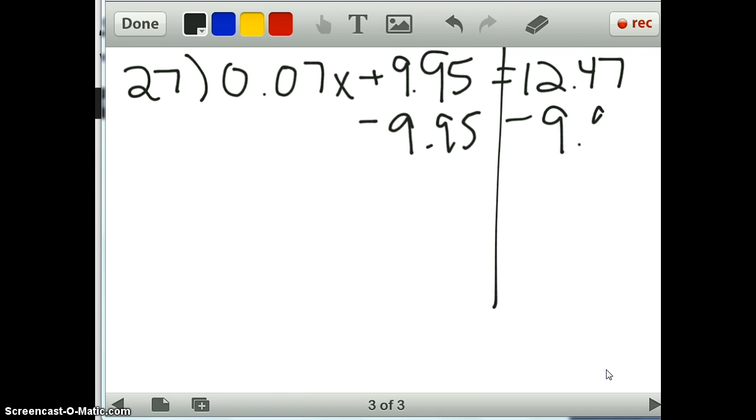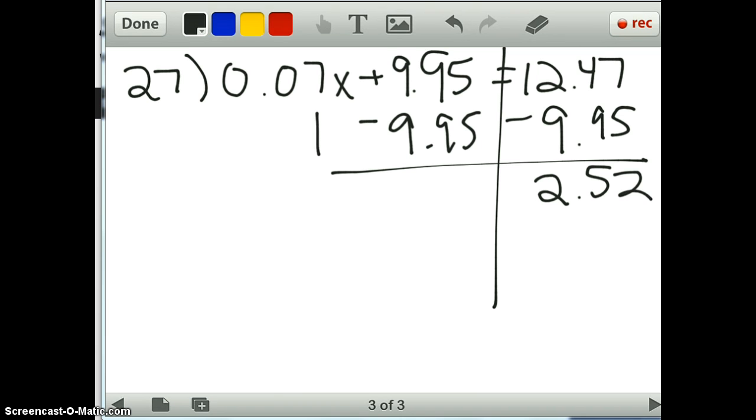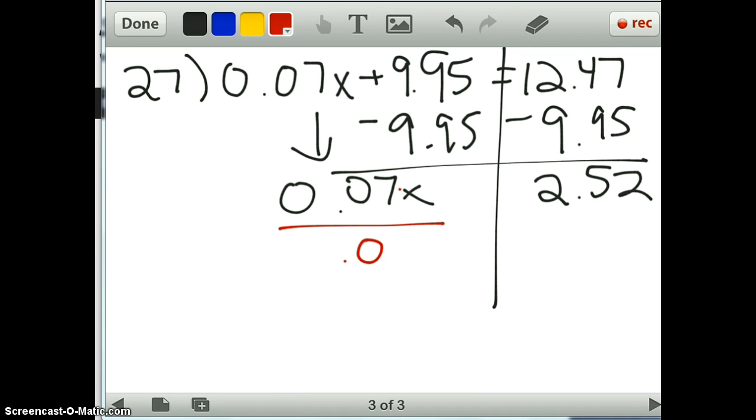So minus 995. And when you do that, you subtract that out on yourself, see what you get. You can pause if you need to. I get 252. Drop down my 0.07x. What is that doing right there? Yeah, it's timesing. So how do you undo times? Well, you divide by 0.07. Does it matter if that zero's in front? No. So divide by 0.07 over here.